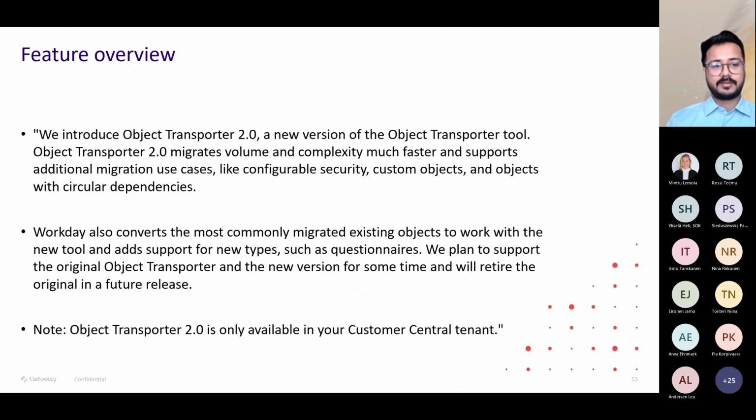2.0 is the new version of the Object Transporter tool, and it migrates volume and complexity much faster and supports additional migration use cases. It covers most of the objects. We can migrate most of the objects in one single configuration package. But you can only do this in your Customer Central tenant. So I would recommend that if you don't have a Customer Central tenant, you should get one.